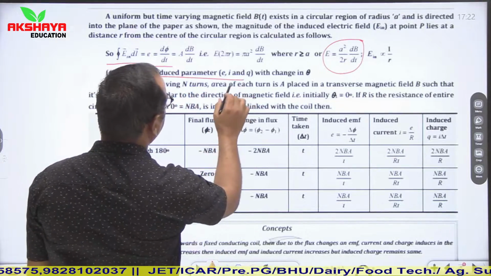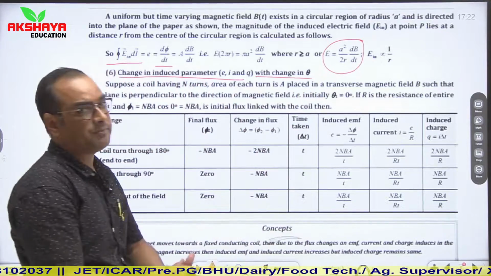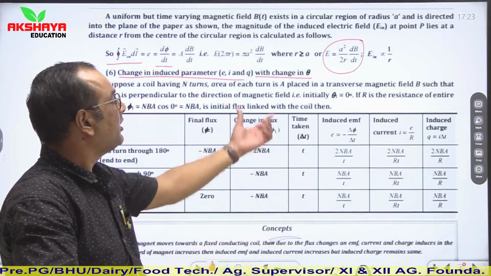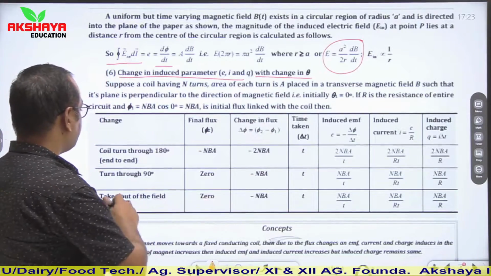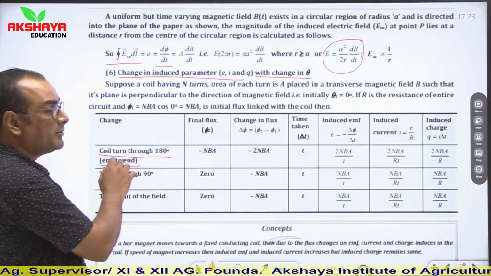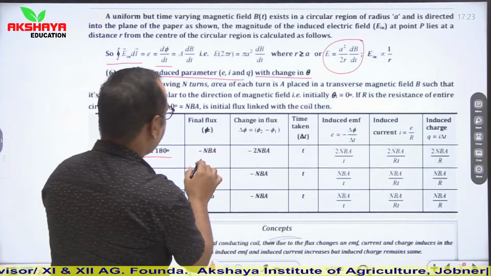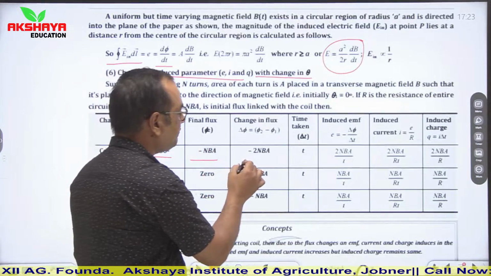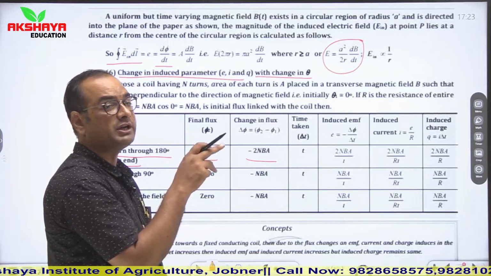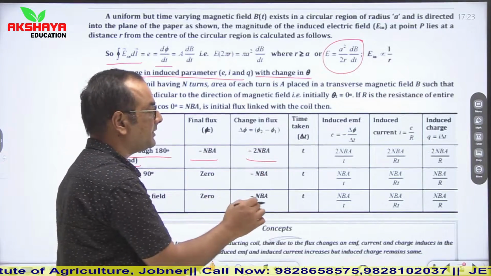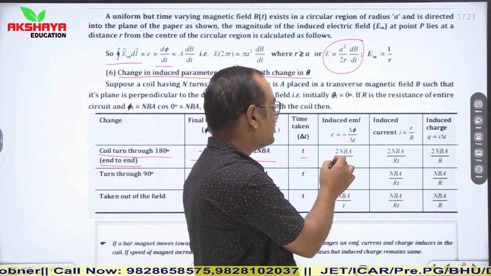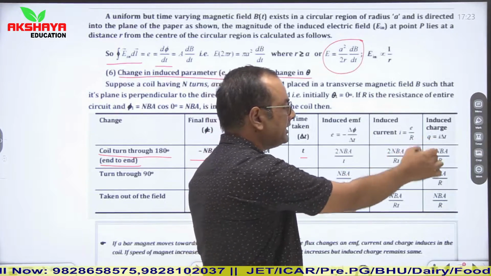Now, change in induced parameters with change in theta. How do induced parameters like induced EMF, current and charge depend on the angle between B and A? Let us see here: the coil turns through 180 degrees, meaning end to end. If we turn the coil by 180 degrees, then final flux will be minus NBA. Change in flux will be phi 2 minus phi 1. We use the relation phi is equal to BA cos theta, and here the variation will be minus 2NBA. Time taken is T, induced EMF is minus del phi upon del T, so it is 2NBA upon T. Similarly for induced current and induced charge.